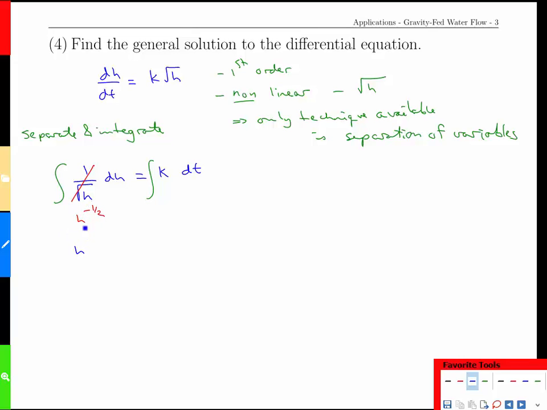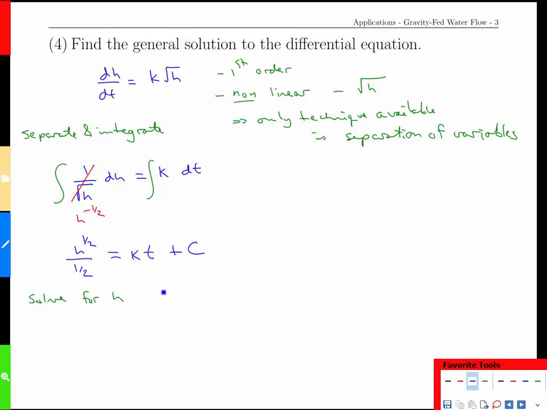Add 1 to the power. Negative 1/2 plus 1 is positive 1/2. Divide by the new power. On the right-hand side, we get kt, and after both integrals, we need a plus c over all. And then we simply solve for h, because that's the unknown height of the water in our buret.